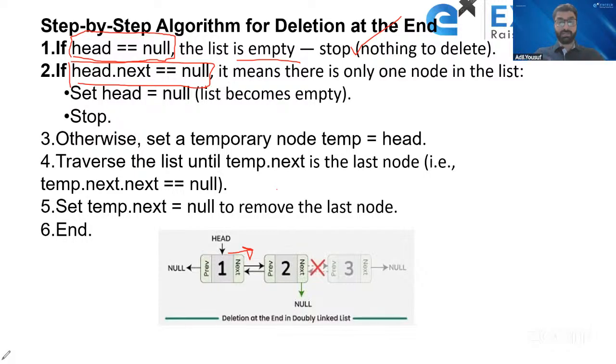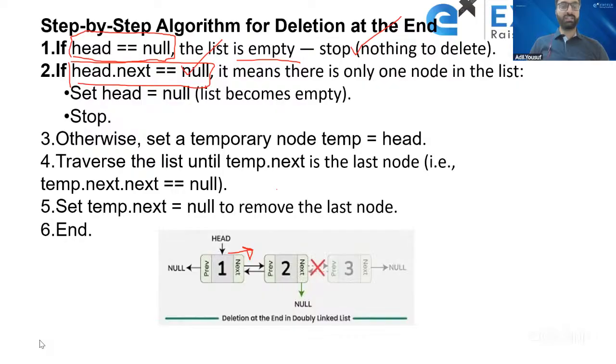Because we are at the very first step checking head dot next is equal to null. Yes, tell me, what does this signify? Great, it is the first and the last node. See, you have written it is the last node, that is fine. But it is also the first node because we are checking it at the very first step. So whenever head dot next is equal to null, it means there is only one node in the list. It is the first as well as the last node in the list.